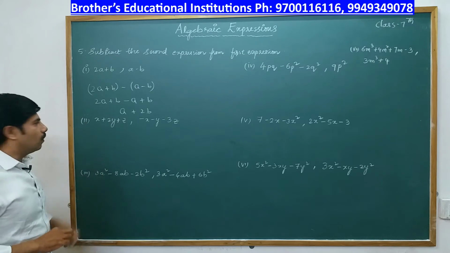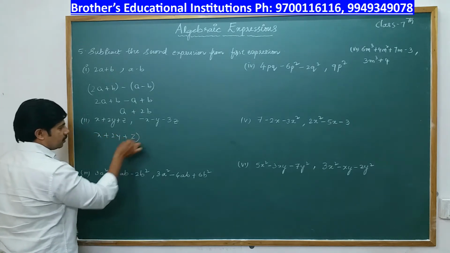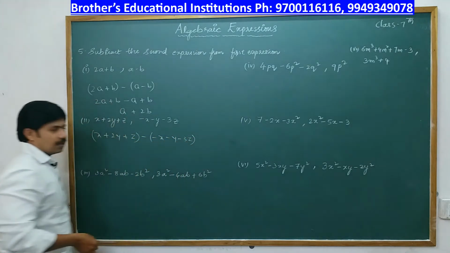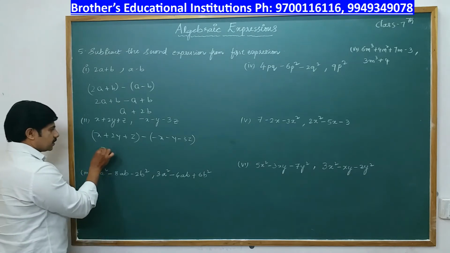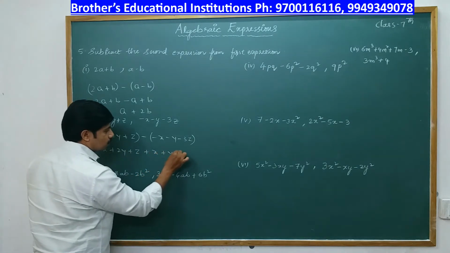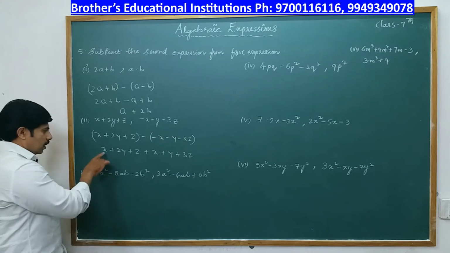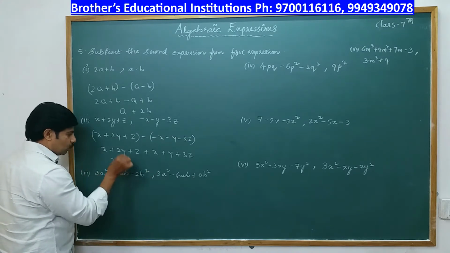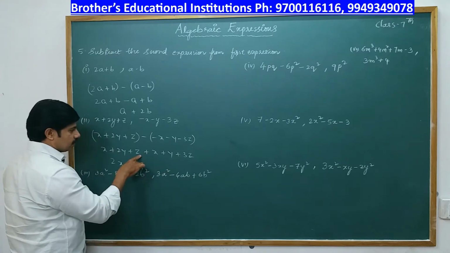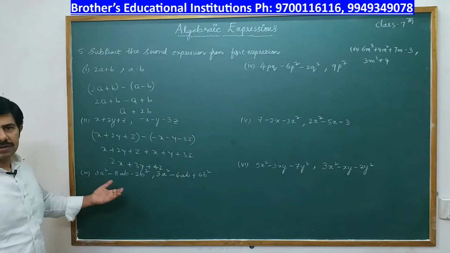Now we'll go to the second one. In the second one we have x plus 2y plus z minus of minus x minus y minus 3z. Now we'll simplify this. x plus 2y plus z plus x plus y plus 3z. We multiply with minus and open the bracket. Now x plus x will become 2x. 2y plus y will be 3y. Then z plus 3z will become 4z. Right? So this is completed.